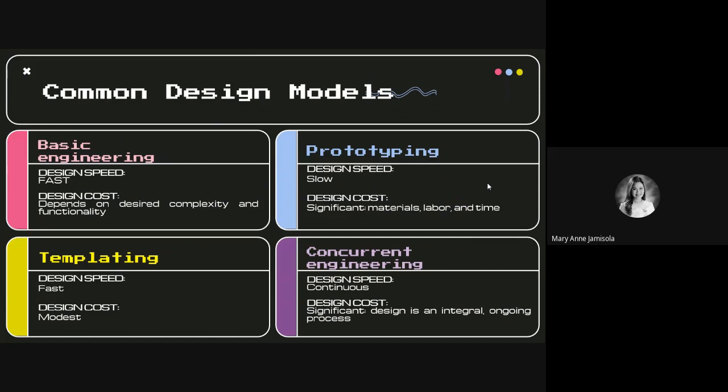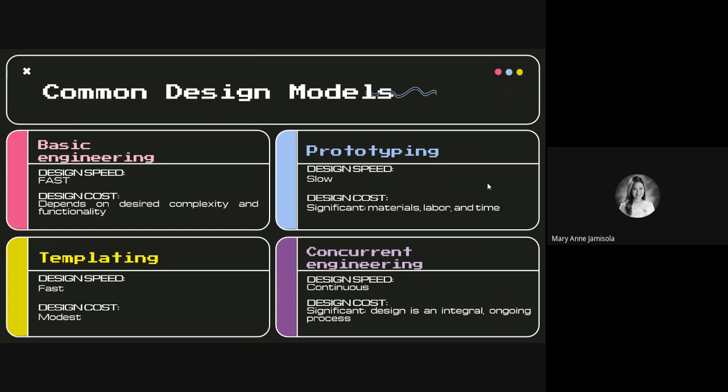Basic engineering. This is a method in which product designers work independently from marketing and manufacturing to develop a design from specific plans and specifications. So the design speed of this model is fast, while the design cost depends on the desired complexity and functionality of the product.